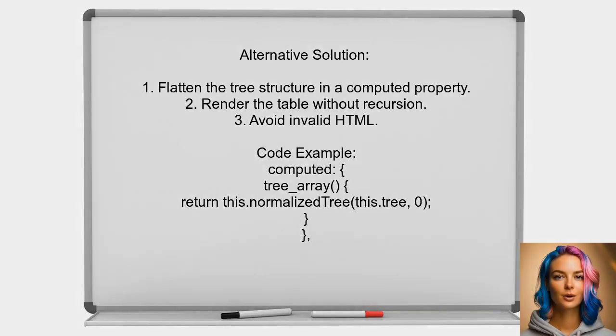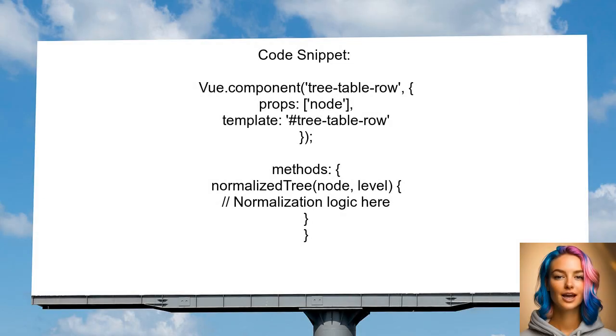An alternative approach suggests flattening the tree structure in a computed property. This allows you to render the HTML table without recursion, avoiding invalid HTML issues. The user provides a code snippet that defines a Vue component for the tree table row and a method to normalize the tree structure. This method processes each node and its children, creating a flat array for rendering.